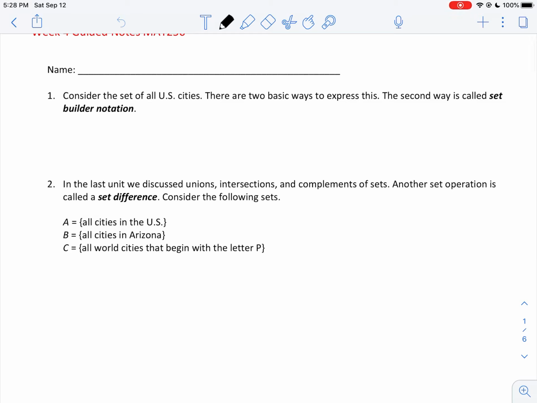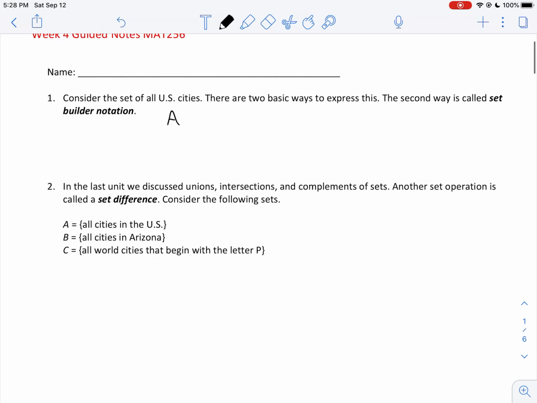Consider the set of all U.S. cities. There are two basic ways to express this. Let me write down the two ways. One, I call this the lazy way of describing a set. Let's say A stands for this set, and you just put curly brackets and then put the elements of the set. Now there's too many to list, so just putting a description here is fine. Something like all U.S. cities.